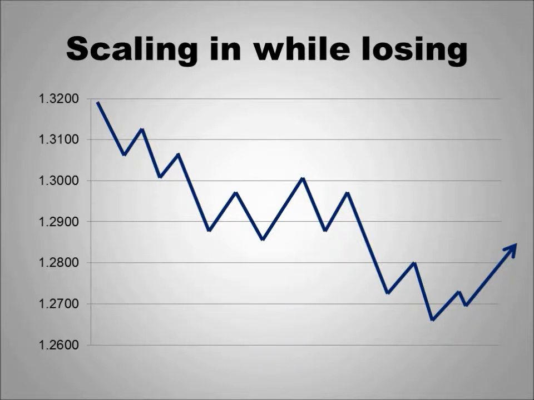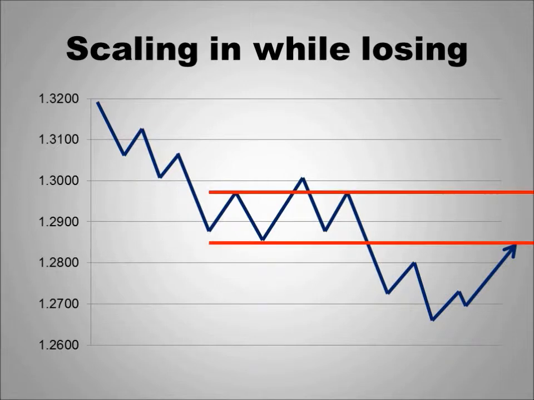Okay, so here's an example of scaling in while we're losing. So here we have this line graph. Here we have our lines of support and resistance. And let's say right where this green arrow is, we decided that we want to go long because we believe that as the line of resistance has been breached while the market is ranging, that means we might have a bullish trend.